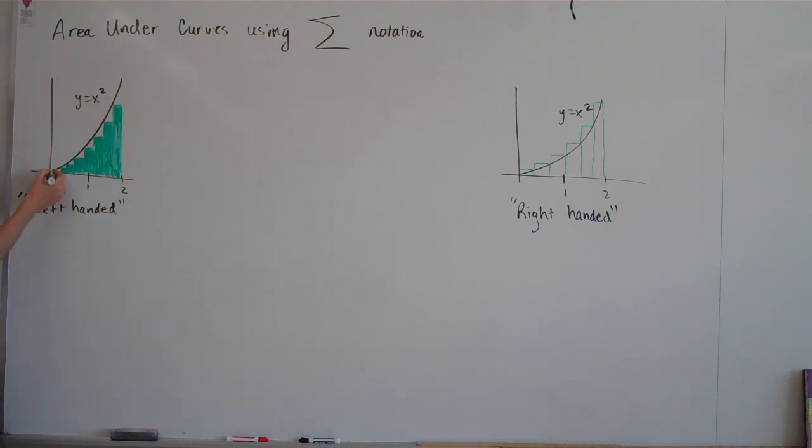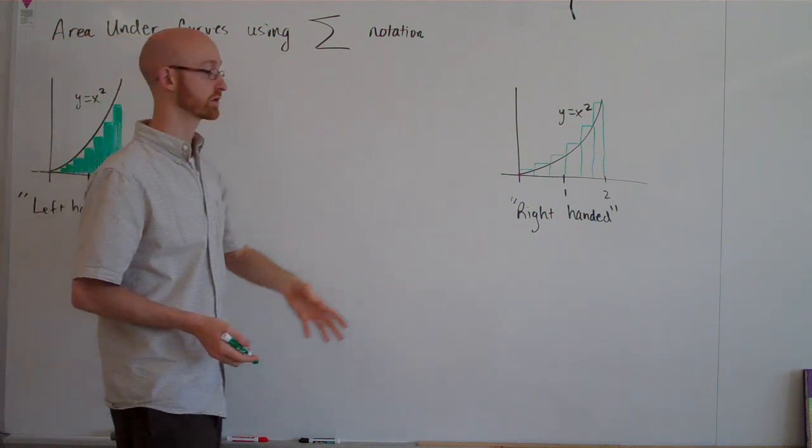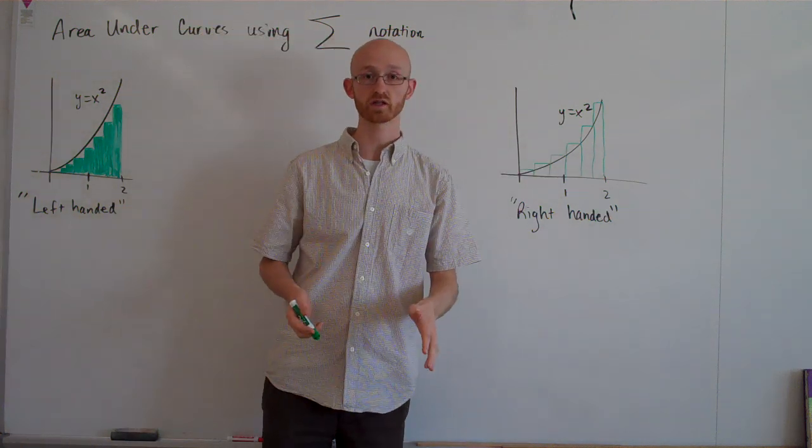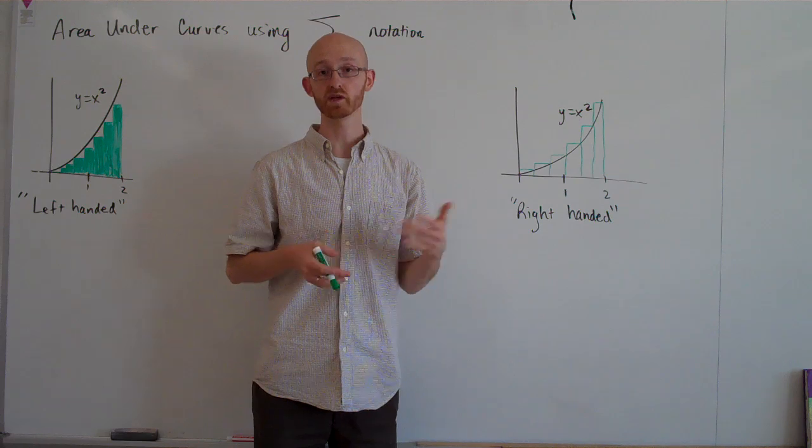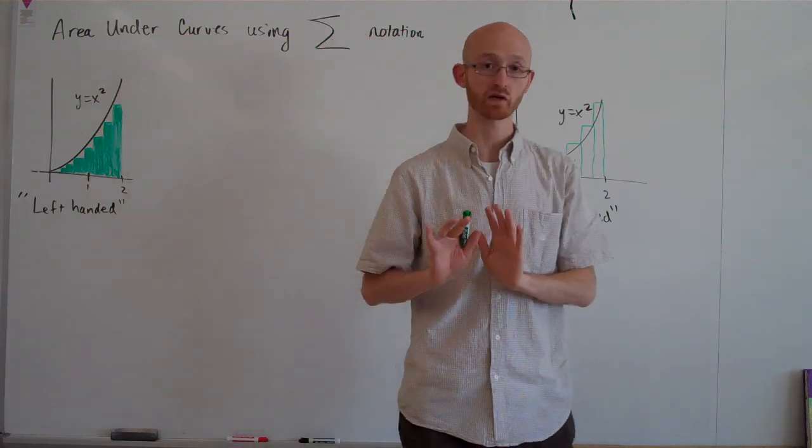And you may notice that this particular left-handed rectangle situation has what we can call a rectangle down here. There's nothing there because the function has a height of 0 at 0, right? 0 squared is 0. So that first rectangle has no area. And what we're going to do is add up the areas of all those rectangles, and we're going to say, well, this is a pretty good approximation of what the area under that curve is. Of course, it's not going to be exact.